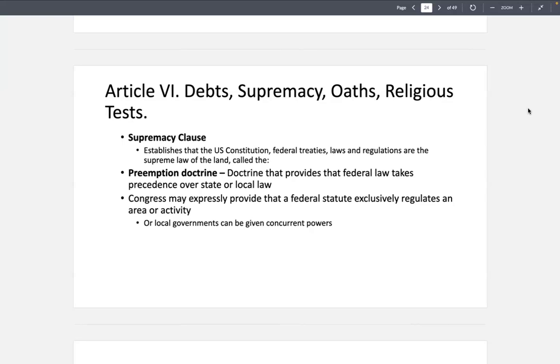The preemption doctrine is the doctrine that provides that federal laws take precedence over state and local law, keeping in mind that they have to be constitutional, of course. Congress may expressly provide that a federal statute, or written law, exclusively regulates an area or activity. Or local governments can be given concurrent power.